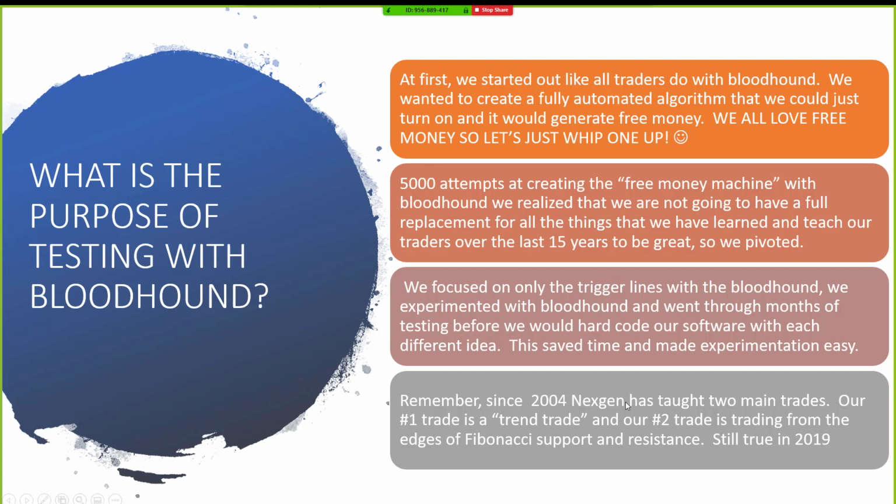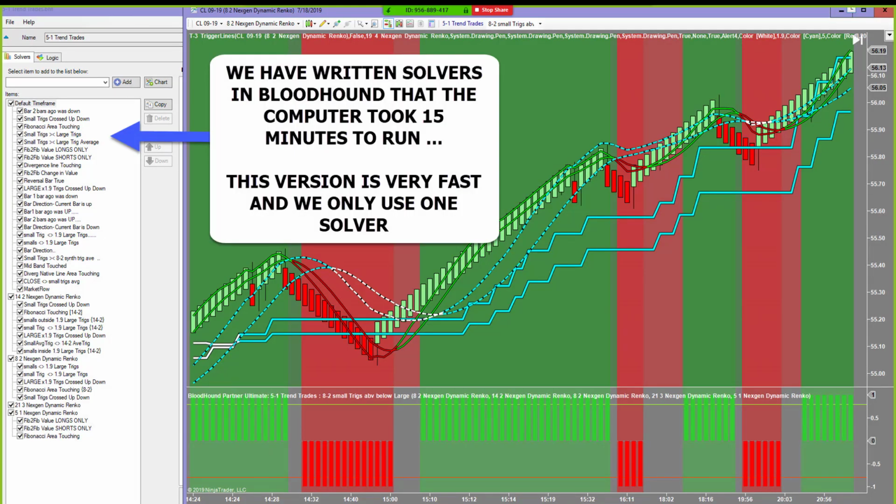And again, remember, we've only done 2 main trades since 2004. Number 1 trade was a trend trade, and number 2 was trading from the edges, and it's still true to this day. That's technically the only 2 trades that we have in our trading plan. We actually include today, even in our installers, a Bloodhound template for people that have Bloodhound. So it will do our 5-1 trend trades, and it will highlight them, and it has all the rules written out, everything else.